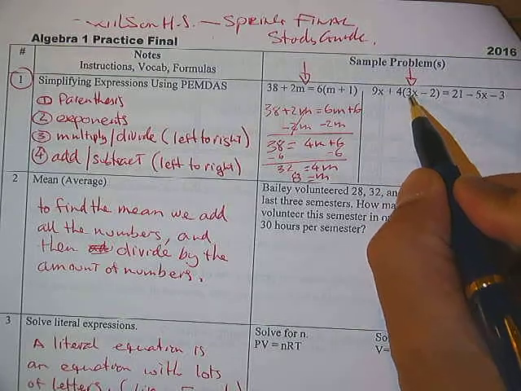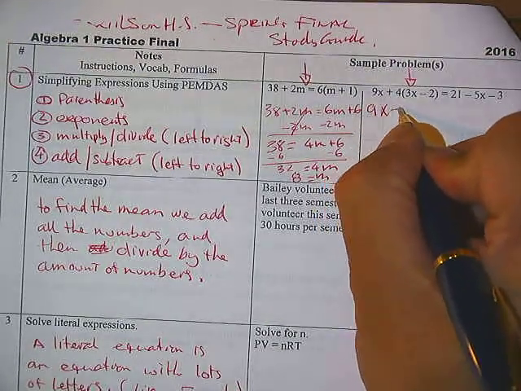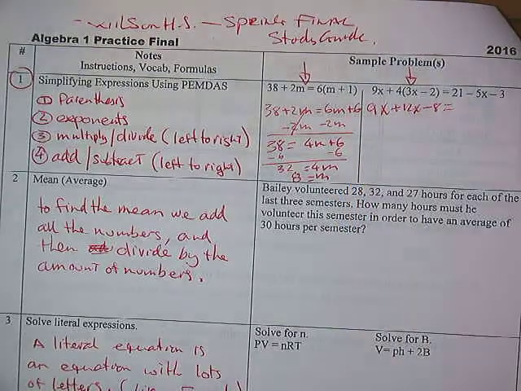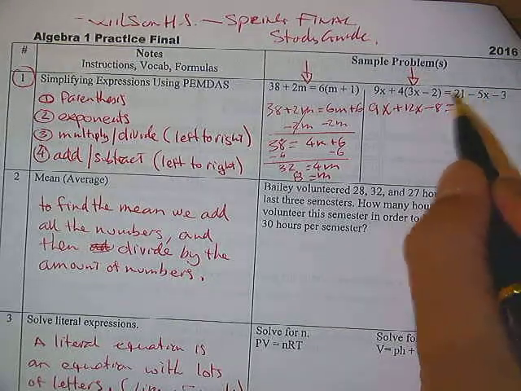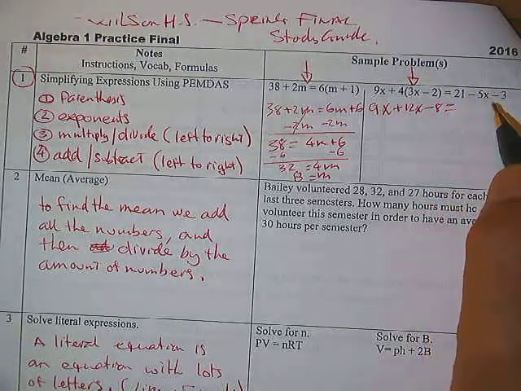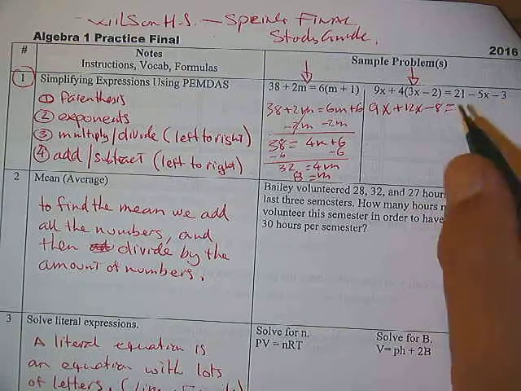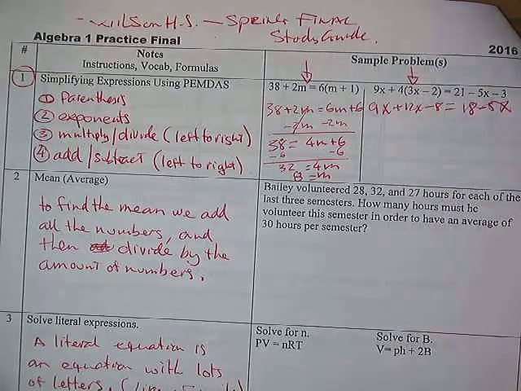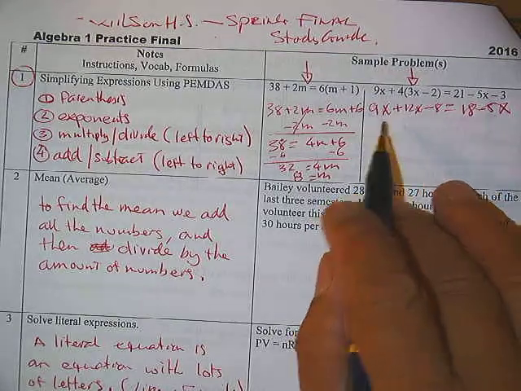So, you should distribute the 4 times 3x and 4 times negative 2. So that's 12x minus 8 is equal to, you might want to, what is that called? Combine like terms where you have 21 minus 3. So that's like 18. And you have 18 minus 5x. Now what? Maybe clean up on the left a little bit.